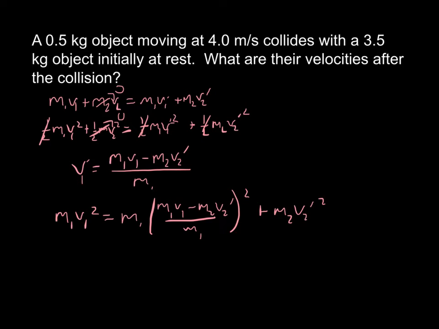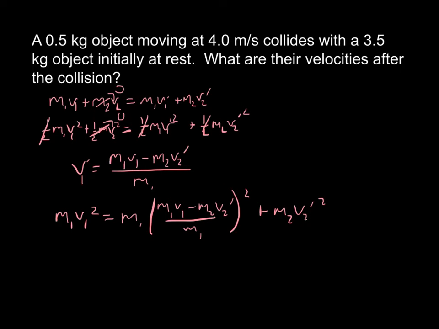But if we plug in our numbers and solve everything correctly, we would be able to get an expression or a value for v2 prime, so we know how fast that was going, and once we found v2 prime, we could plug it back in here and find v1 prime. So that would be the process for solving this problem.